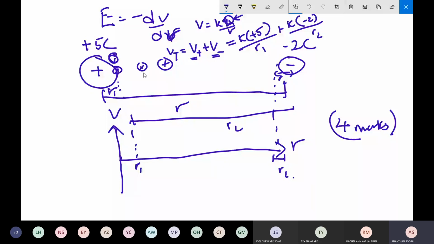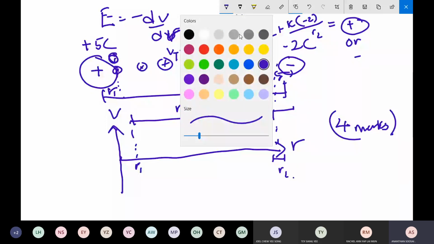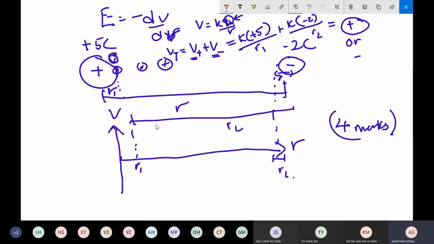So tell me, is the V total at this point going to be positive or negative? K times positive 5 over R1 plus K times negative 2 over R2. Finally, are you going to get a positive or negative answer? Mathematically, R1 is very small, so it will give a positive answer. That means the graph is going to start in the positive region, so start here, positive.